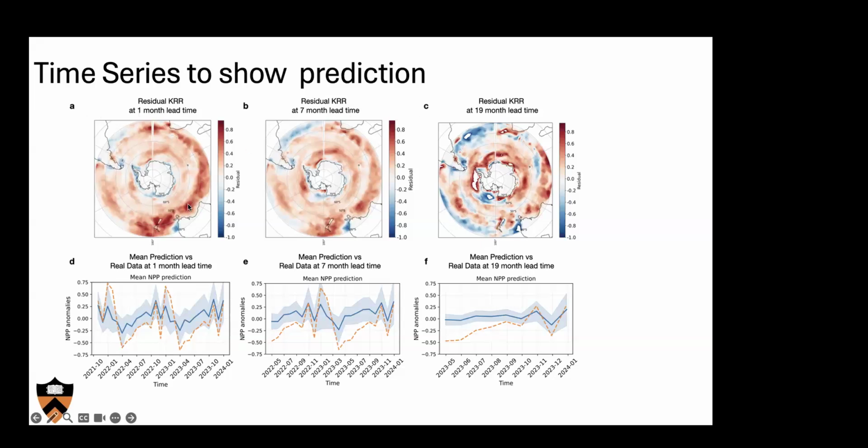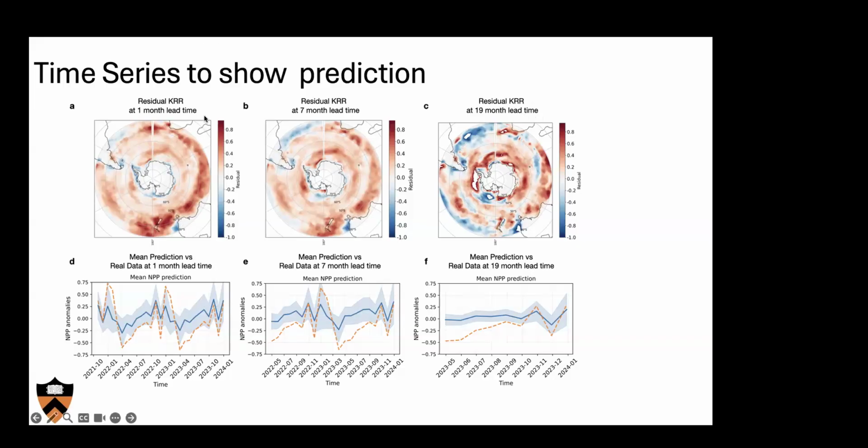So this is the error. Here at the boundary, where you see red color, is where the model is more uncertain in making the prediction. I did up to 19 months lead time. E and F are the same, but with the spatial mean, just to visualize the predicted time series. Now, when I say lead time here, this is the time from the end of the input sequence to the first prediction.